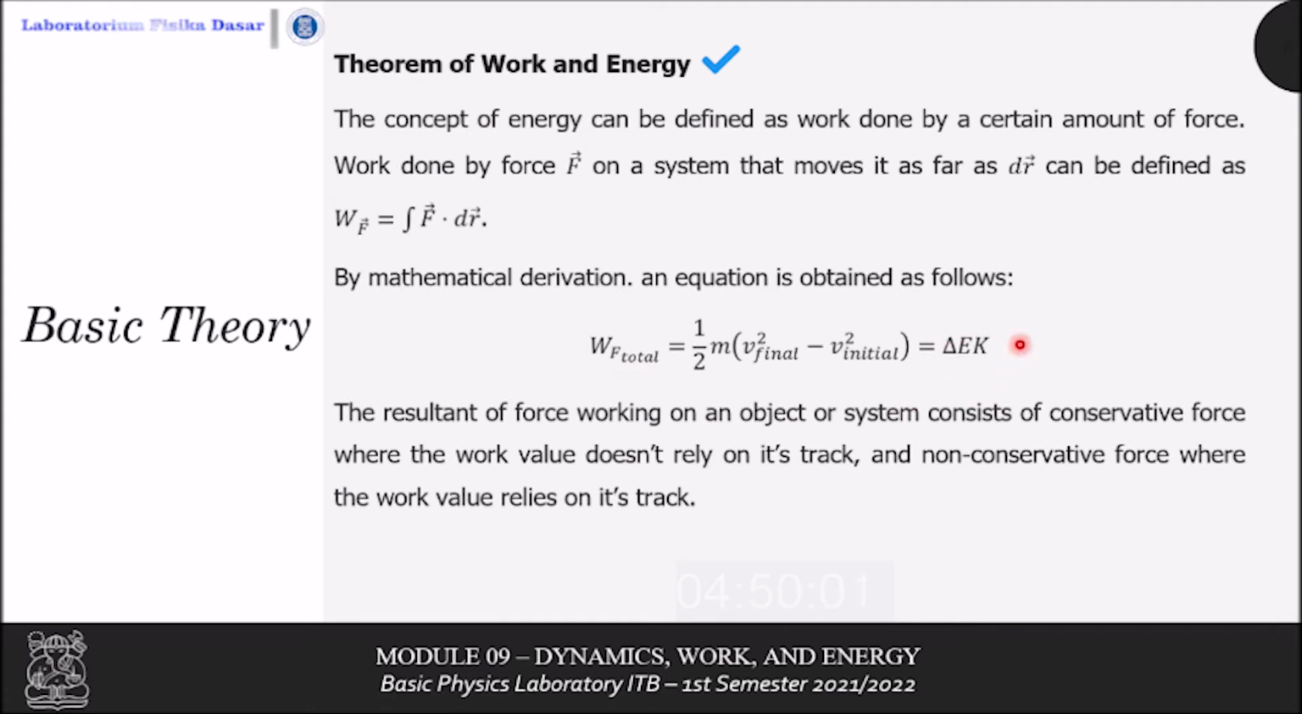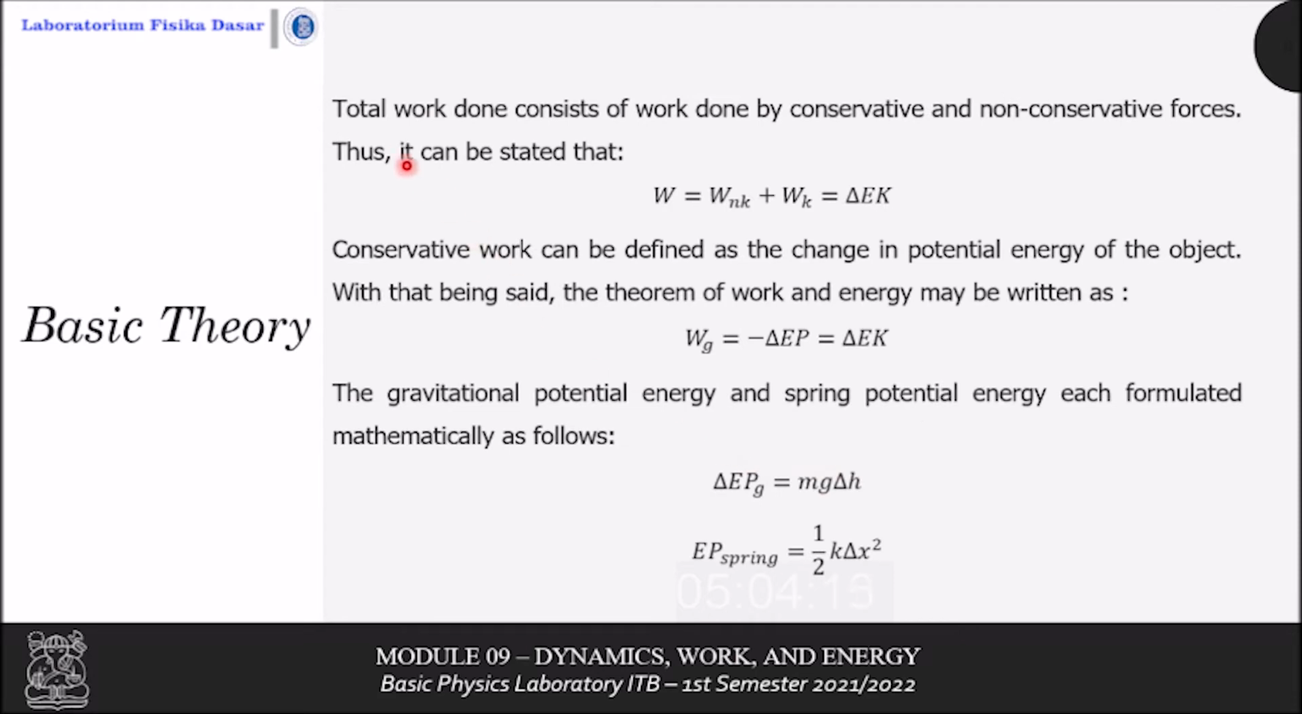kinetic energy. The resultant of force working on an object or system consists of conservative force, where the work value doesn't rely on its path, and non-conservative force, whose nature is the opposite. Now, the total work done consists of that done by conservative forces and non-conservative forces. Therefore, we can obtain the following equation.